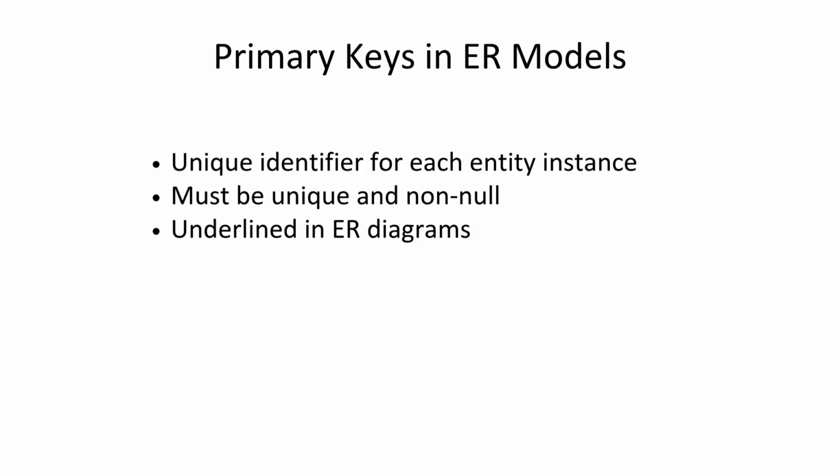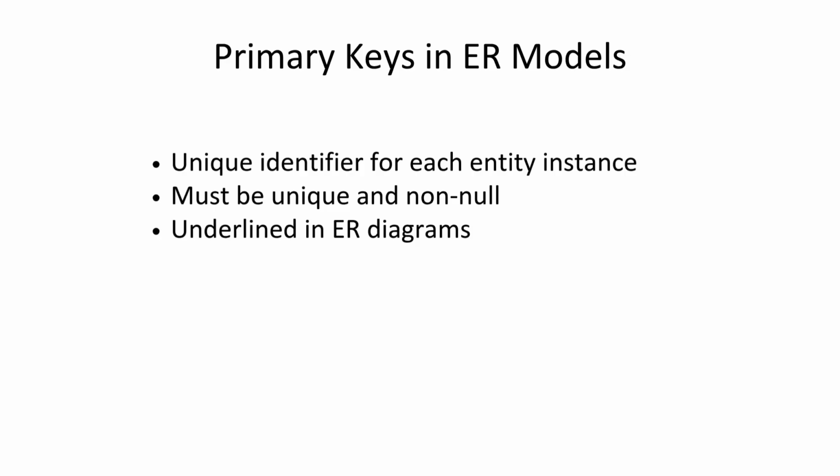Choosing a good key is critical. It should be unique, stable, doesn't change often, and minimal. No extra data that's not necessary. For example, using someone's full name and birth date might be unique, but it's clunky and possibly error prone. That's why we prefer system generated IDs.